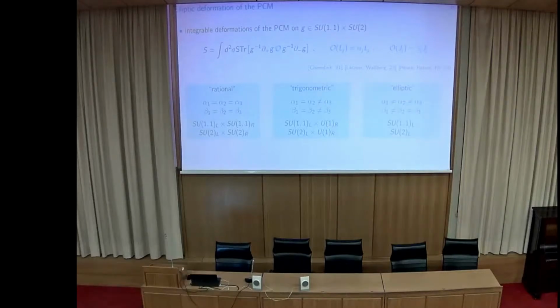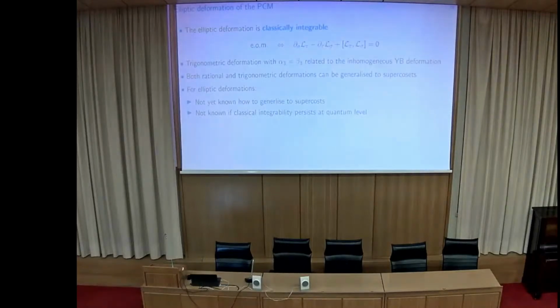And the deformation that I want to look at now is the elliptic deformation, which is one step further and deforms all 3 directions. And in that case, there is not even the U(1) that is preserved. So the elliptic deformation is classically integrable. So as for the TST and as for the Yang-Baxter deformation, at least for the bosonic theory, one can obtain a Lax. The equations of motion of the theory are equivalent to a flatness condition. As I said, the trigonometric deformation is related to the inhomogeneous Yang-Baxter deformation that I just mentioned previously.